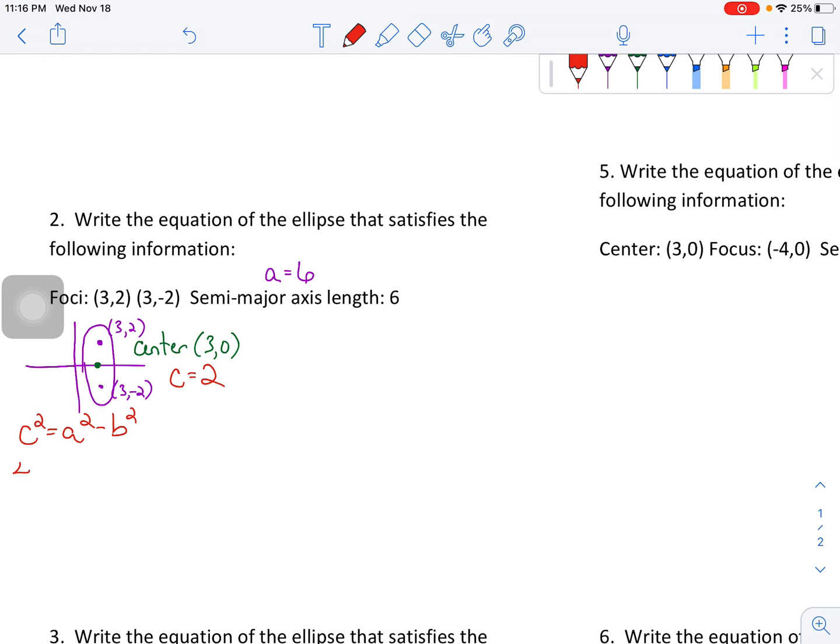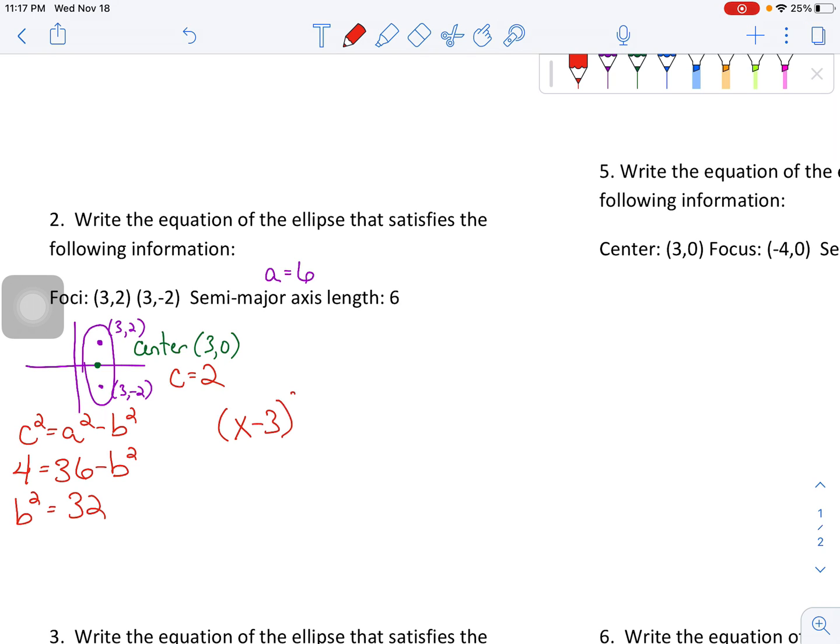So let's see, C squared is equal to A squared minus B squared. So 4 is equal to 36 minus b squared. If I move a few things around here, I'm going to move the b squared to the left and then subtract 4. I'm going to get b squared is equal to 32.